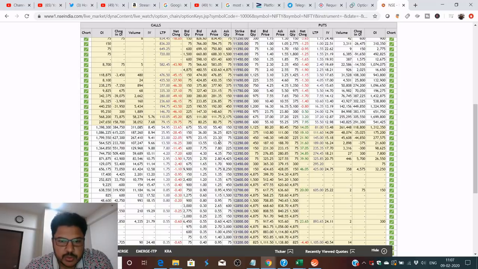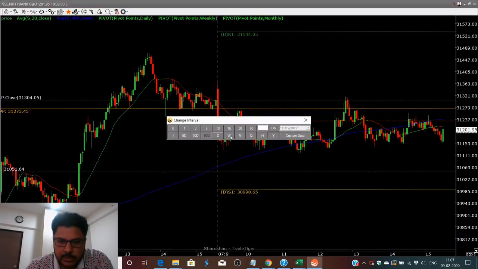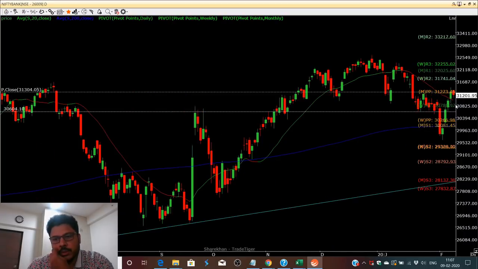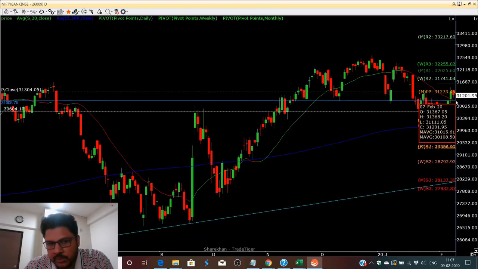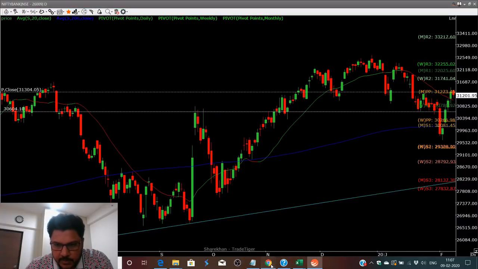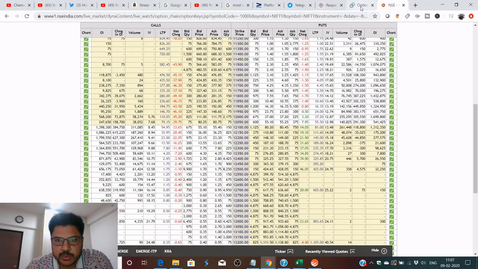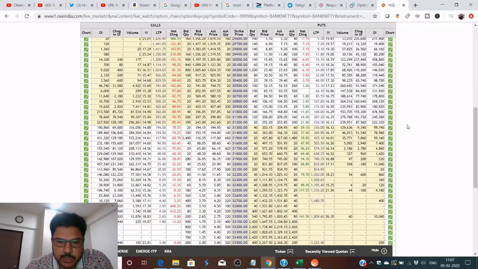Okay, so now how do we do this? Assume that you are expecting the market to go down from here. Assuming that it goes to 31,600, or you expect it to fall to 30,600 as it's a support zone. So we can do a strategy on this on Banknifty. Let's see how it works out.